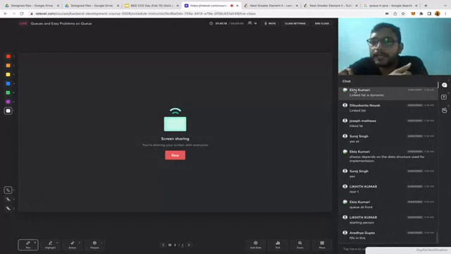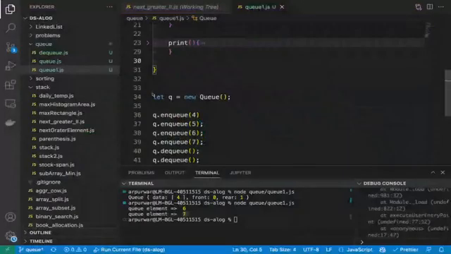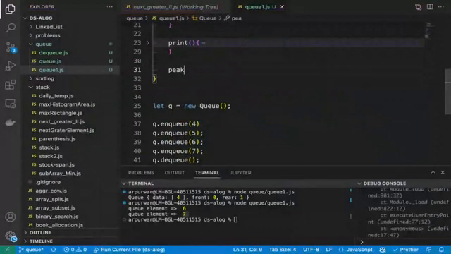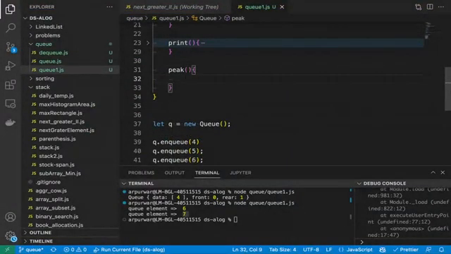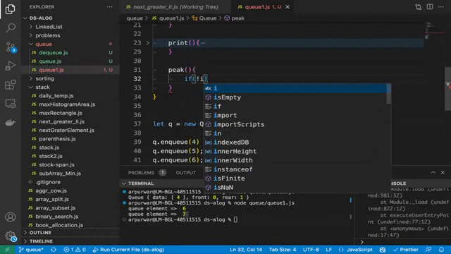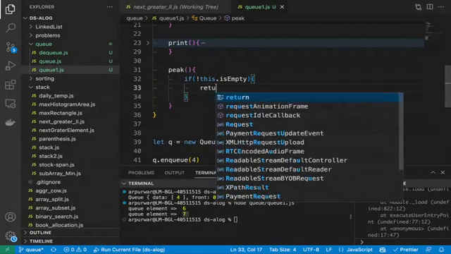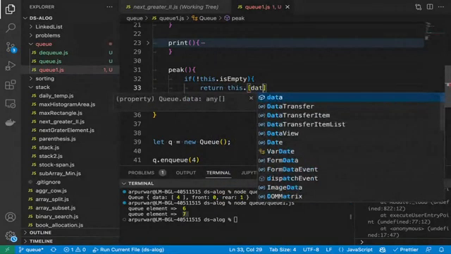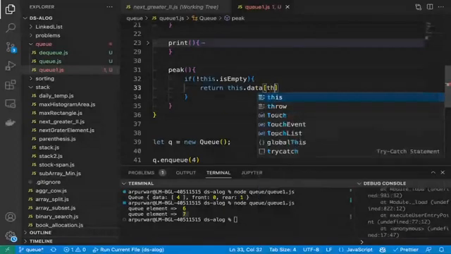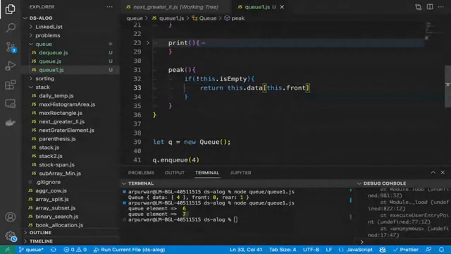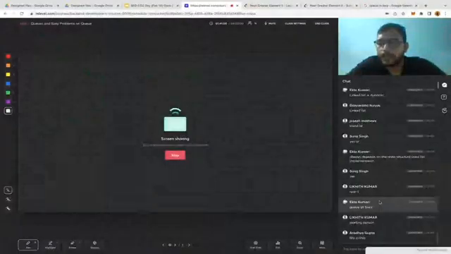Yes, the starting person. So that's why, wherever we have the front, if somebody asks to give the peek element, you just need to return the front. First we can check if the queue is not empty. If it's not empty, simply return this.data, this.front. Whoever is standing at the front, just simply return it. Understood, guys?